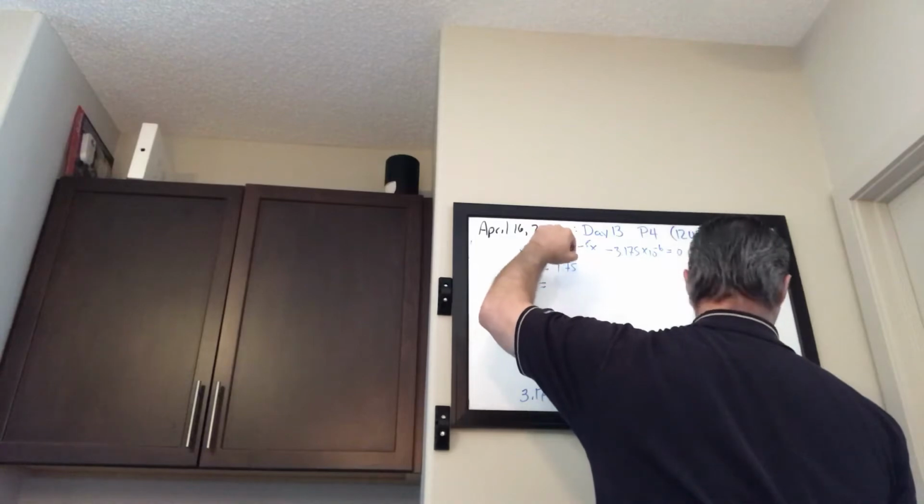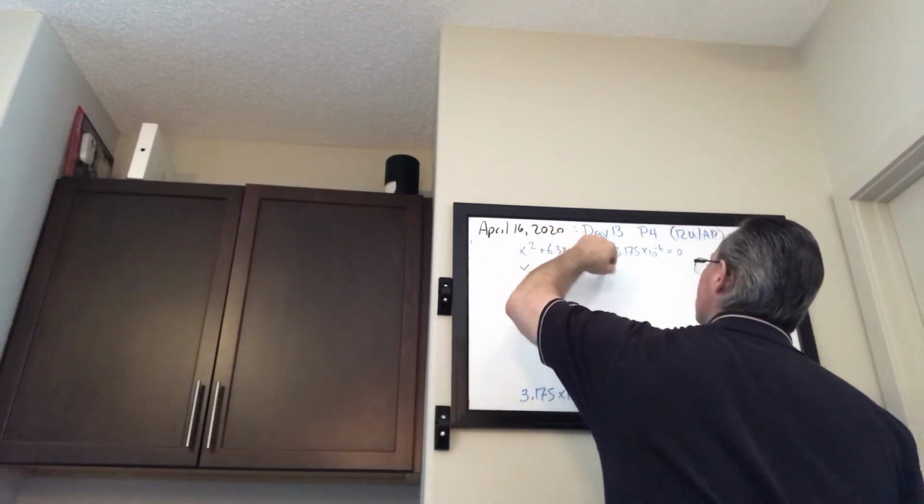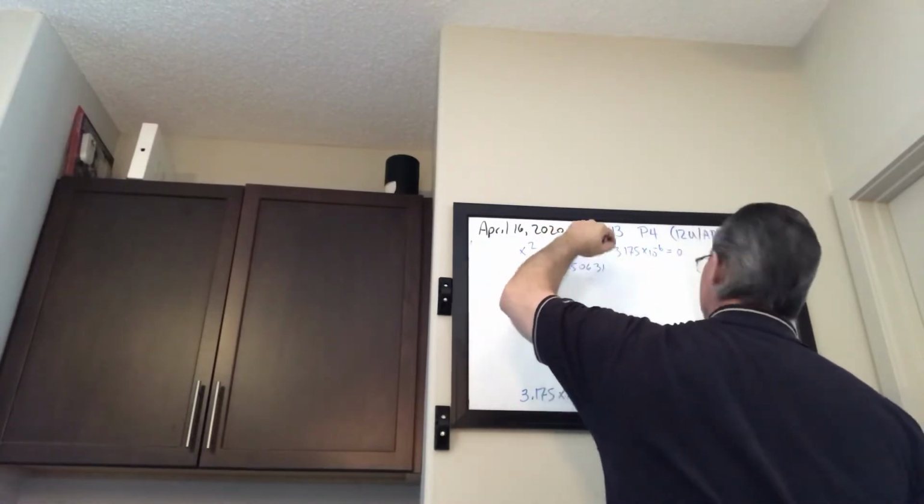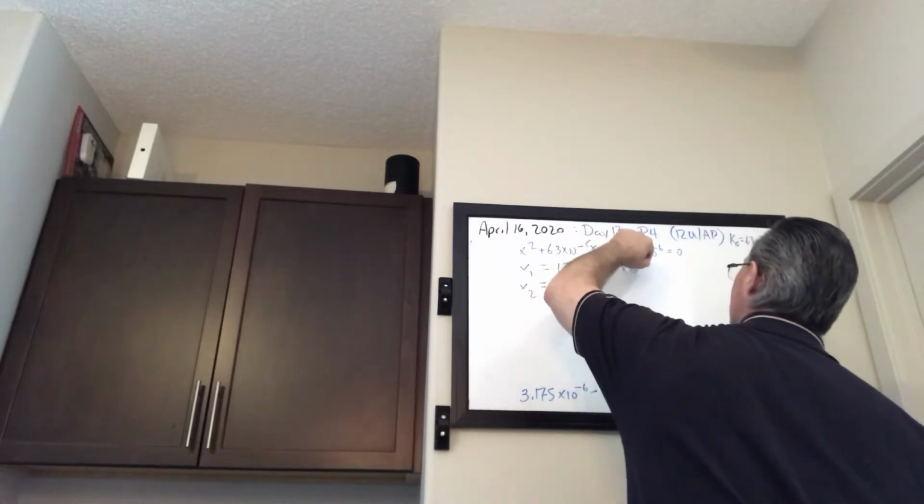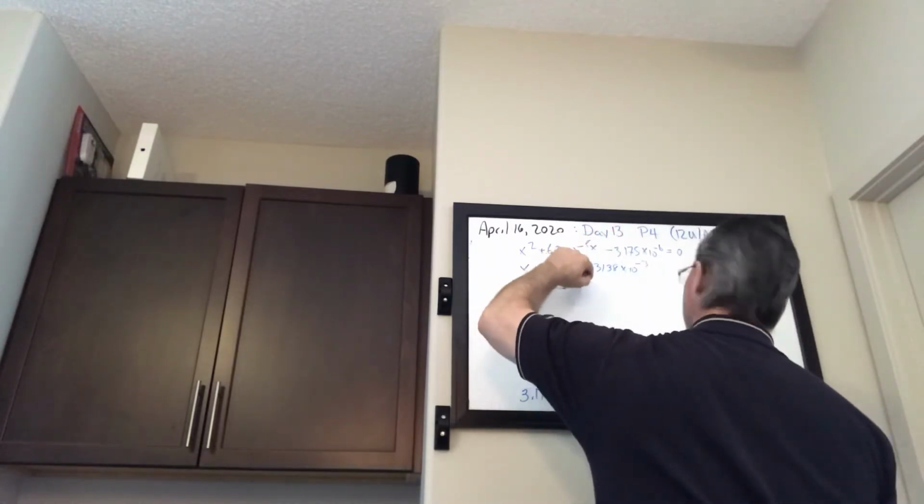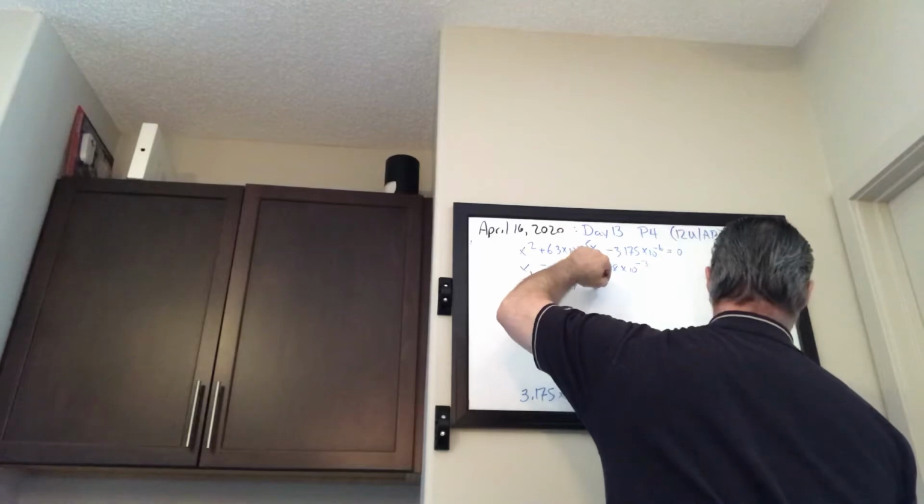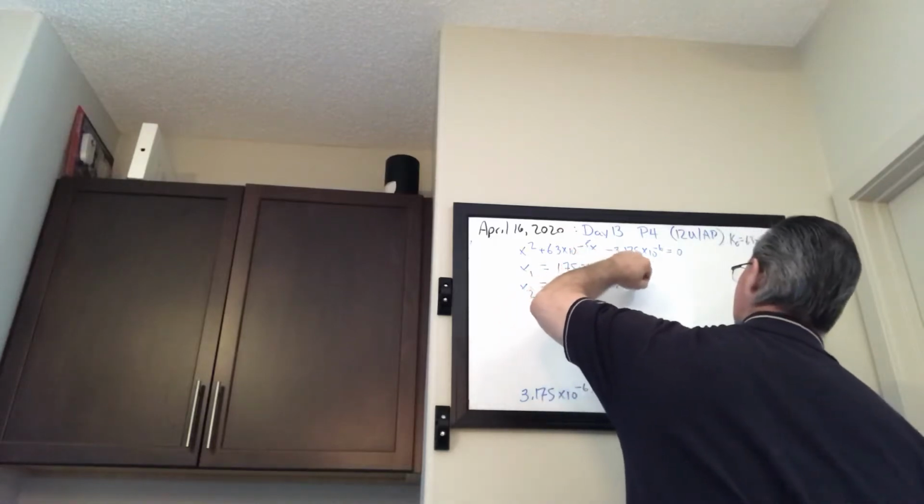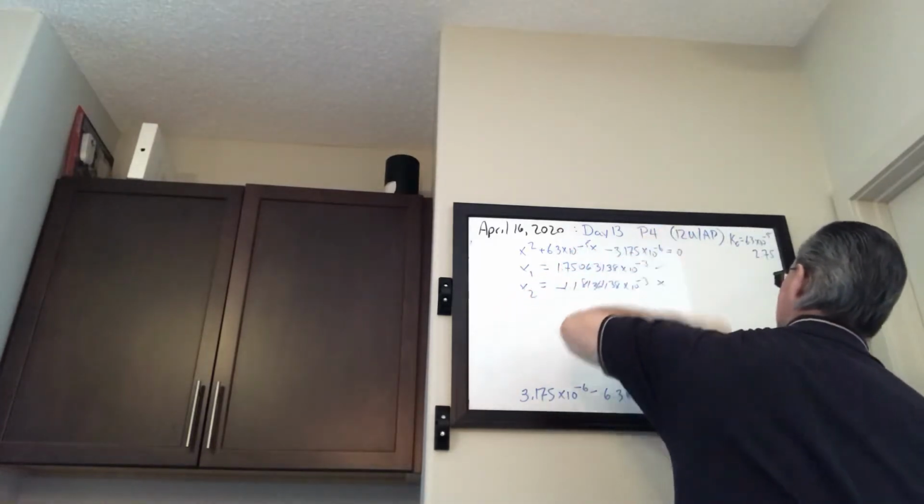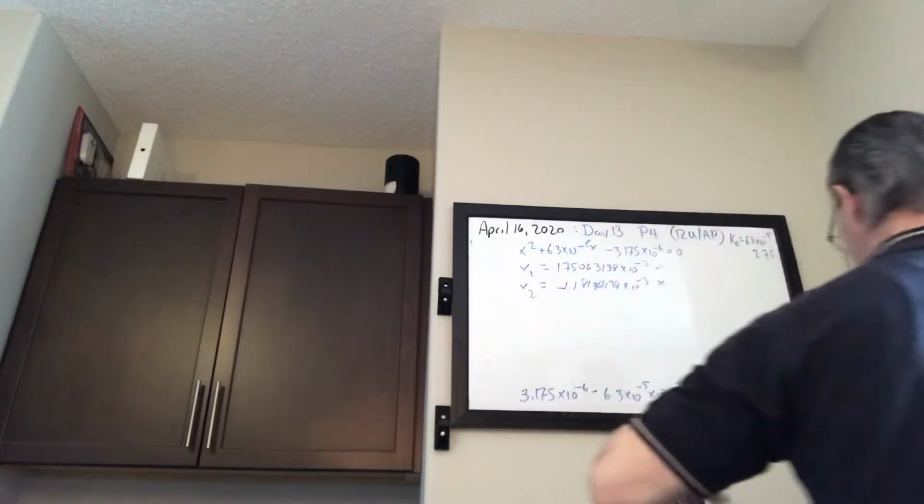1.75, 0.631 38 times 10 to the negative 3, and you get negative 1.8136313 times 10 to the negative 3. This is the one you keep. This one you discard because you can't get a negative concentration.